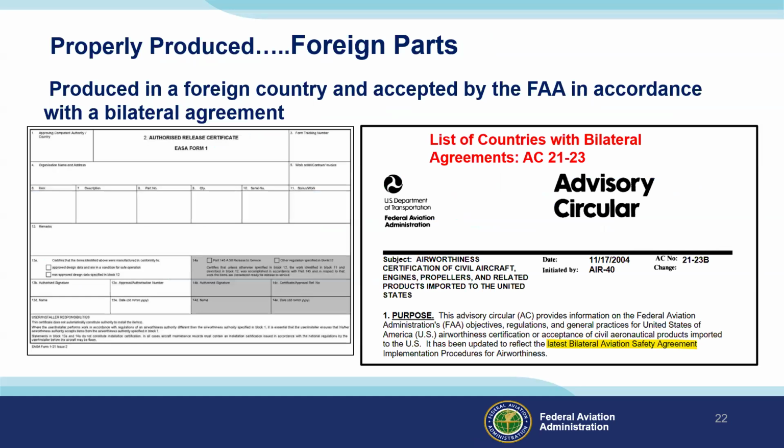Properly produced foreign parts. They're produced in a foreign country and accepted by the FAA in accordance with a bilateral agreement. And that advisory circular, 21-23, lists all the countries that we have bilateral agreements with. Generally, foreign parts will come with an EASA Form 1, which is similar to our 8130-3.